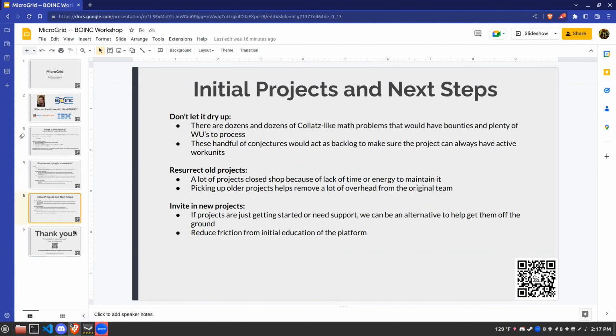And then last thing, moving right along, is just the initial project and next steps, right? I know for a fact that the initial problem is always you have to make sure that there are work units to process, because nobody likes to subscribe to a project and then click that refresh button, get more work units. I'm very big on clicking get more work units.